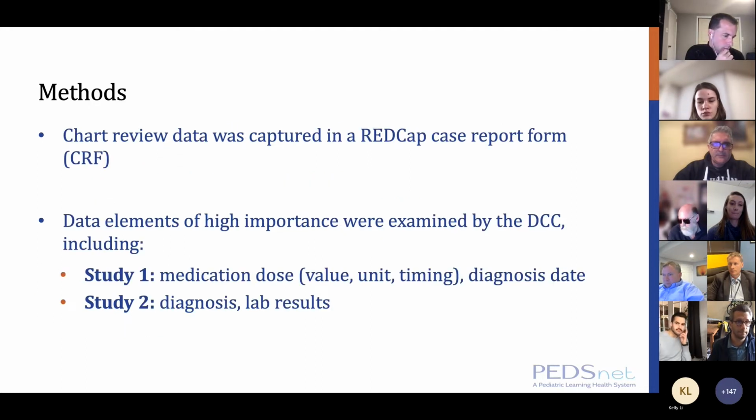So for both of these studies, we captured chart review data through a REDCap case report form that the chart reviewers at each of the institutions would fill out. And then at the PedsNet Data Coordinating Center, we took a look at the information that we were getting from that REDCap database and did some validation work with comparing against PedsNet data or making sure certain values that we saw in that case report form were sensible. And we especially focused in on some of the high importance data elements for each of those studies, which could be drug dosing and diagnoses and lab results.